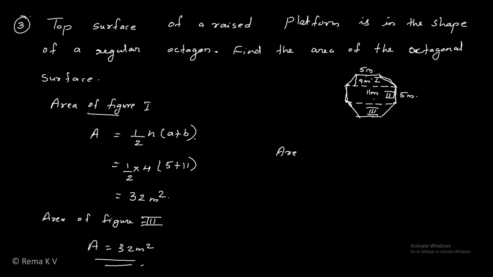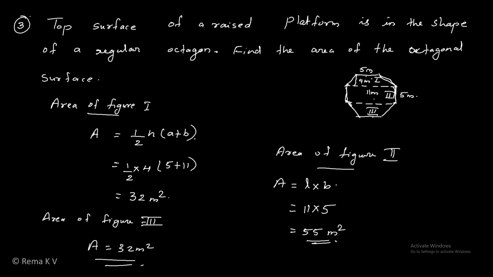Then area of figure 2. How can you find the area here? This is in the shape of a rectangle. So the area of a rectangle is length into breadth, which is equal to length is 11 meter and breadth is 5 meter, which is equal to 55 meter square.